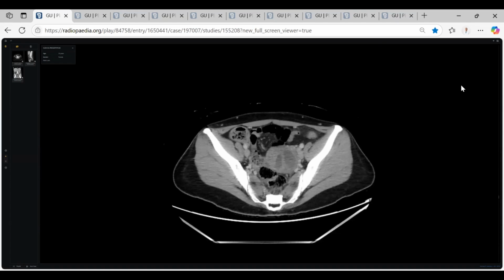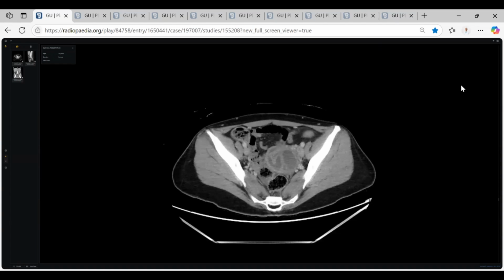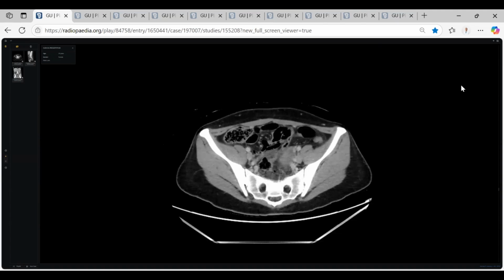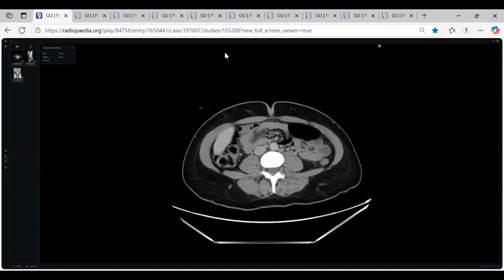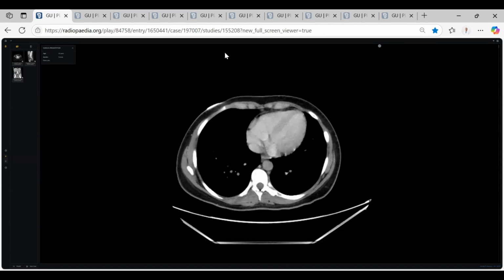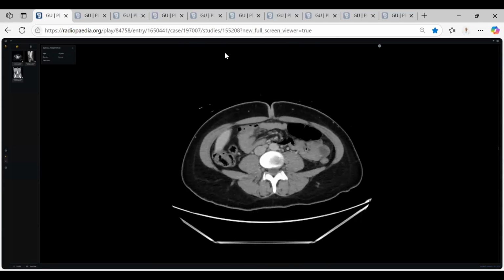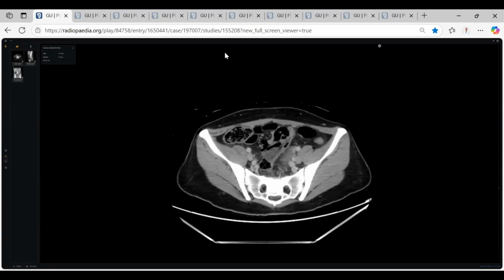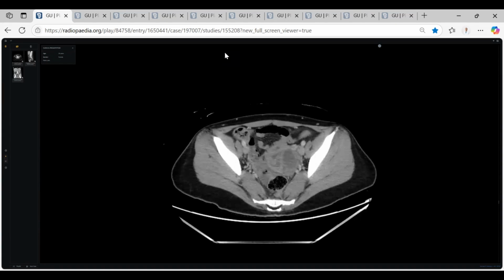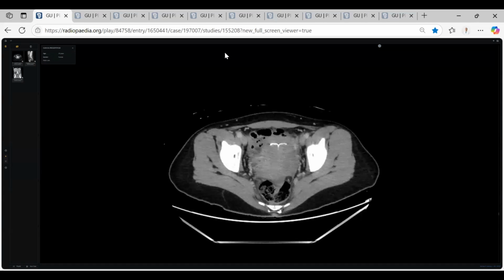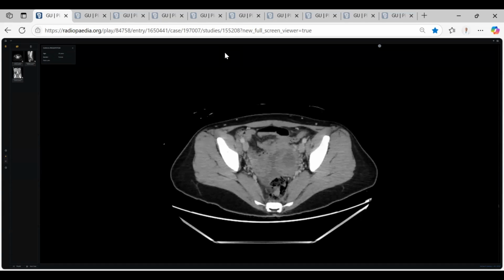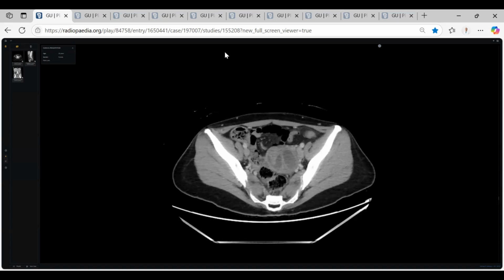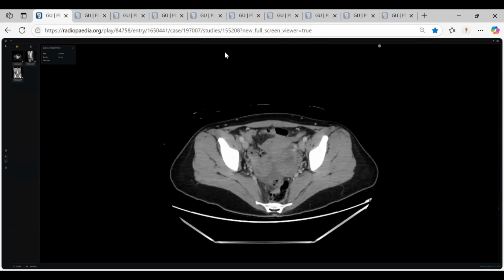In this CT, I noticed a heterogeneous lesion in the pelvic region. Scrolling craniocaudally, in the pelvic region I see a lobulated heterogeneous lesion, predominantly fluid containing and tubular in nature, giving a coiled tubular appearance. So I am thinking of a tubal inflammation like hydrosalpinx.